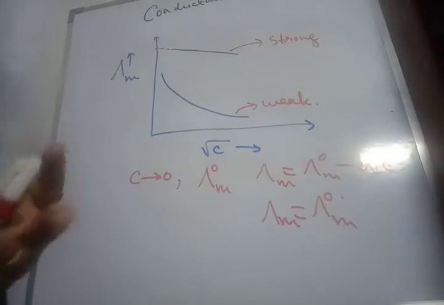Next, we have the third factor, that is temperature. As the temperature increases, the mobility of the ion increases, speed increases, so the conductivity will also be increasing, right? Next, we have the last part, that is Kohlrausch law.